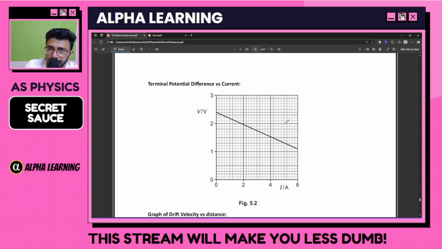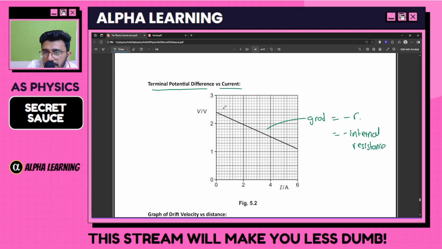Okay, now if you want to draw the graph of terminal potential difference versus current, this is your graph. Do you remember the gradient of this graph is equal to negative internal resistance? All of this has been discussed in this speedrun video. I am showing you the graphs now. The y-intercept is your EMF. Simple as that.